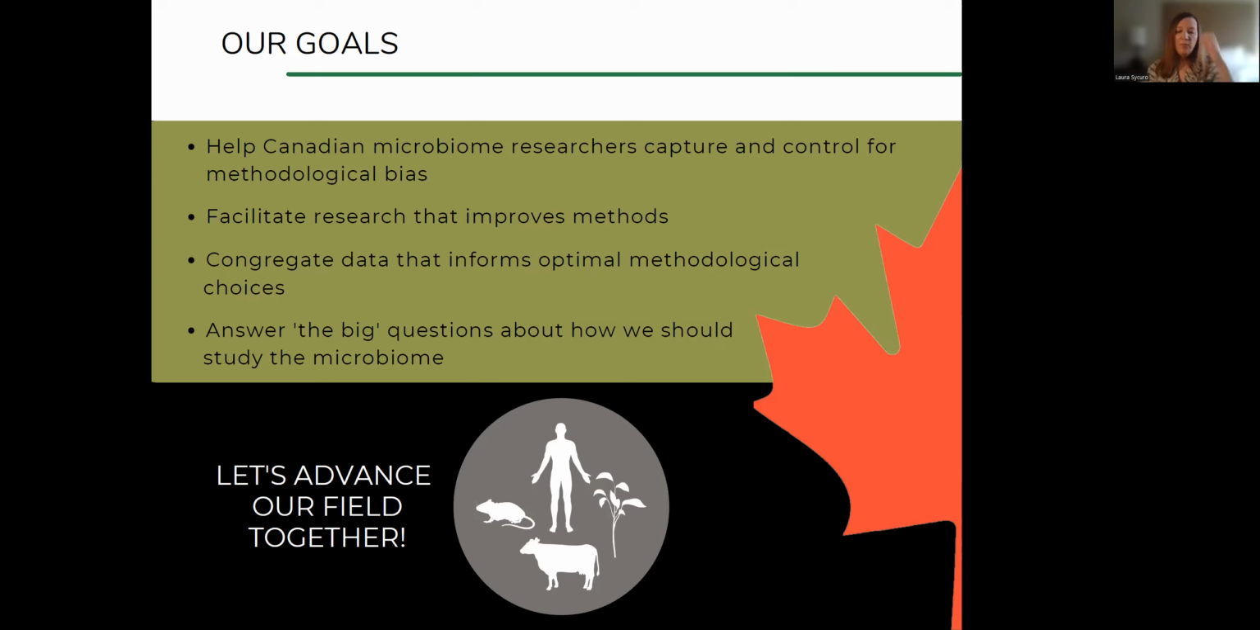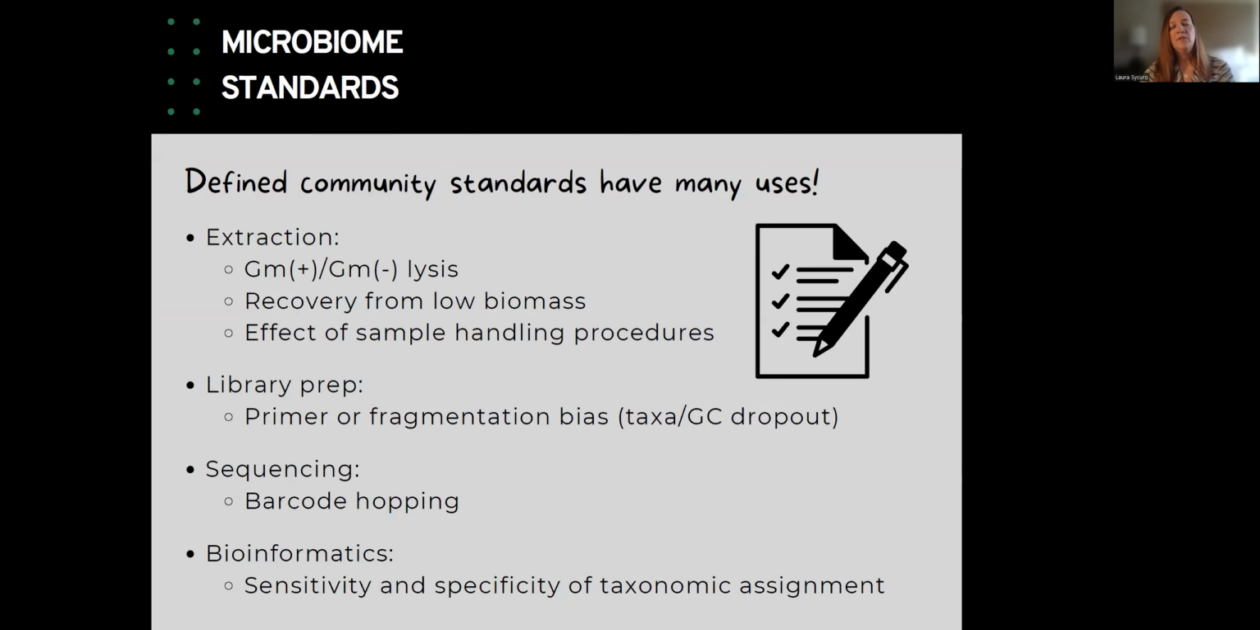And so hopefully now we might all have a little bit more bandwidth in our lives to come together, work together to advance our field, and really come up with a new understanding of what we need to do to make robust and translatable discoveries. So what we're going to be doing first involves the use of what we're calling the IMPACTT Microbiome Standards.